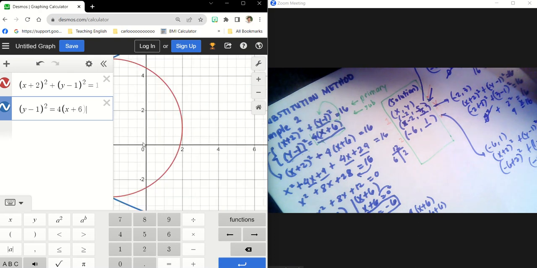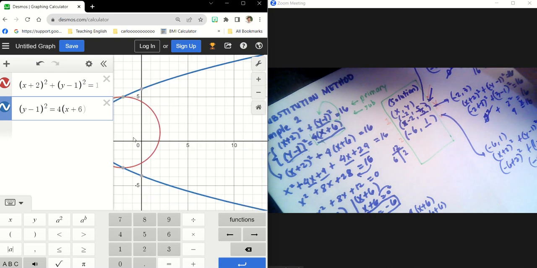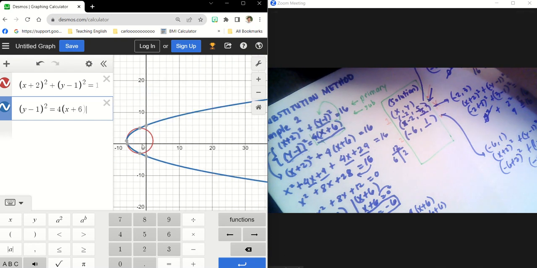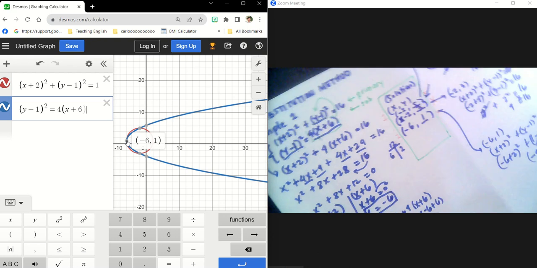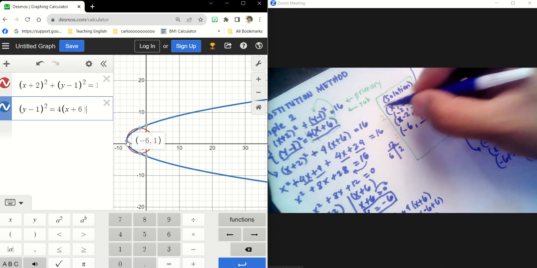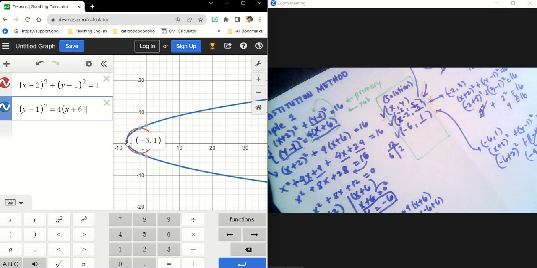I don't know where we got it wrong, but negative 2, is this negative 2 comma 5? Yes, we got it right. This is negative 2 comma 3. So this is still correct, I guess. Maybe we have mistaken something. And the last one is negative 6 comma 1. So we got the 3 correct. 1, 2, and 3. That's it.